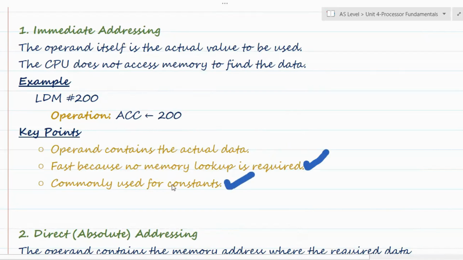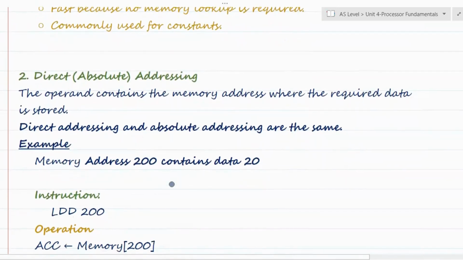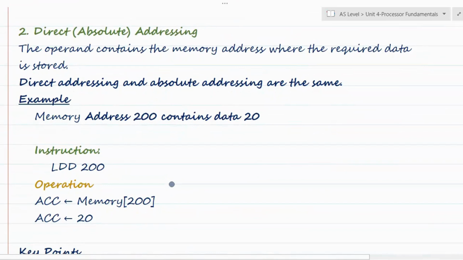Now let's have a look at direct addressing, also called absolute addressing mode. Both terms mean exactly the same thing. In this mode, the operand does not contain the data itself. Instead, it contains the address of the memory location where the data is stored.